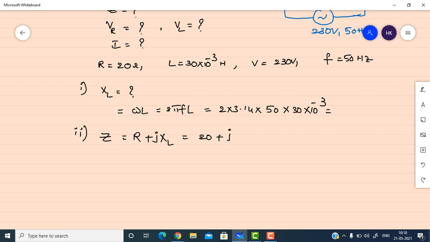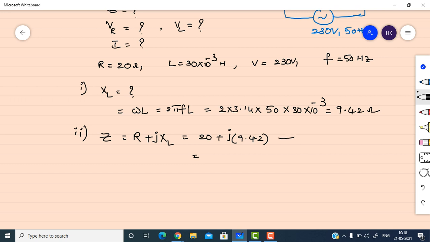Use calculators and find the value of XL. You will get J 9.42. Yes, J 9.42. Is this rectangular form or polar form? This is in rectangular form. Convert this into polar form.